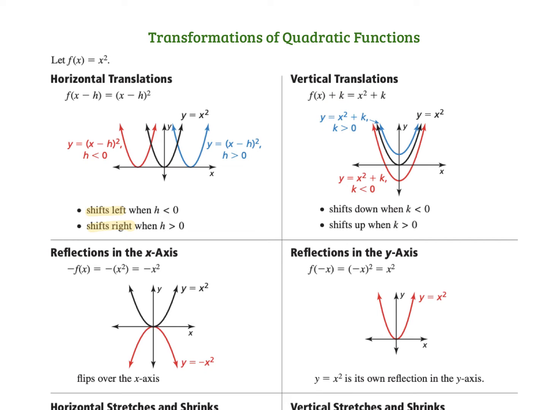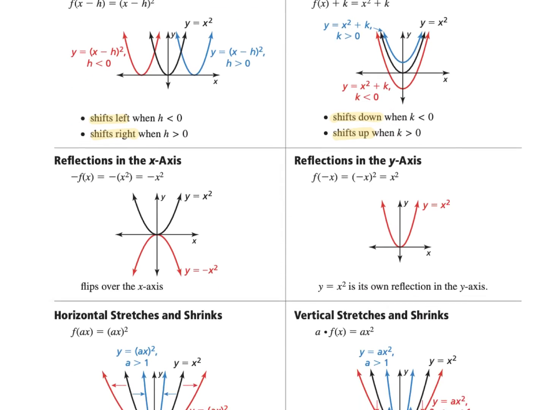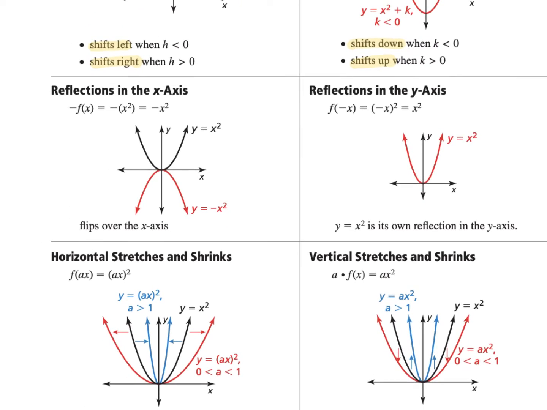Now, if we add or subtract a value outside of our function, so see it's not specifically grouped with x, that's going to be a vertical translation, which is just going to be a shift down or up k units. So if k is positive, it's going to shift up. If k is negative, it's going to shift down. Then we have our reflections, which is essentially multiplying by a negative.